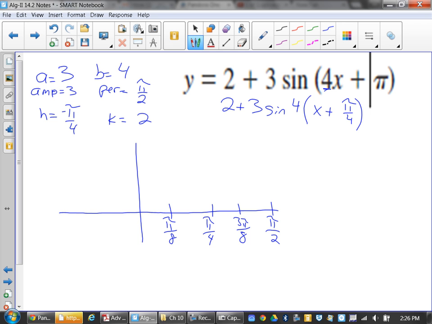Hopefully you got those for your marks. Pi over 8, pi over 4, 3 pi over 8, and then pi over 2. It's a sine graph, so where does this start? 0. 0, then it goes up to 3, so 0, 3, 0. This is, we got it drawn.